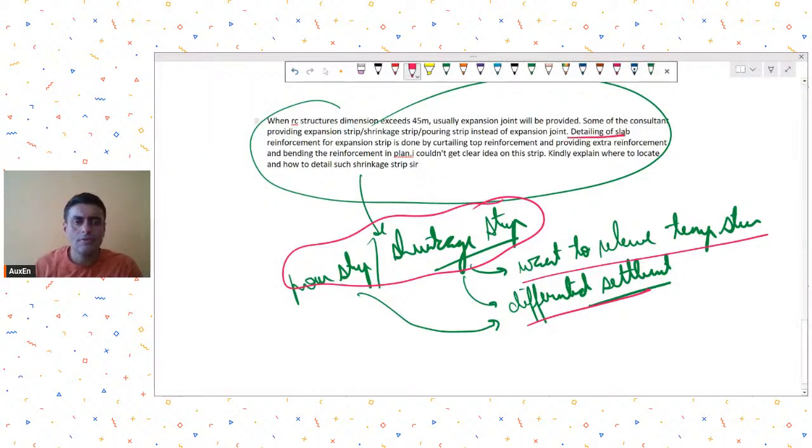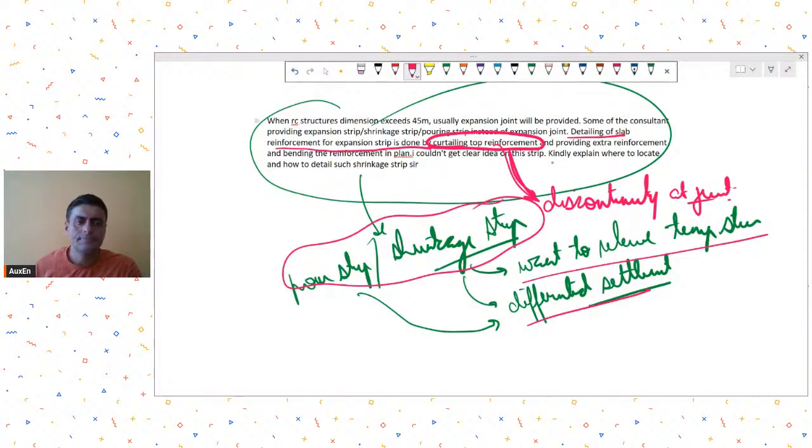So he's saying detailing of slab and reinforcement for expansion strip is done by curtailing the top reinforcement. Yeah, so I think why they are curtailing the top reinforcement, because they don't want continuity to be formed between the two slab elements and the pour strip. So because you want to have a discontinuity at the junction, they are curtailing the top reinforcement.